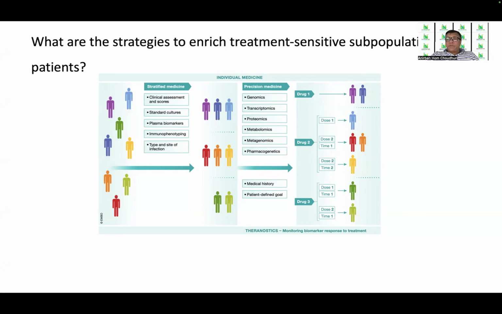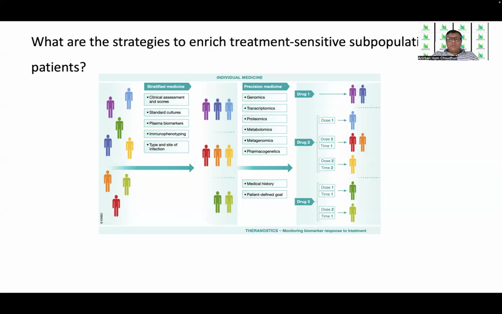Or even the question may arise: is precision medicine the same as personalized medicine? Well, the reply would be that precision medicine and personalized medicine are not identical things. They are often used interchangeably, but they're not identical. Personalized medicine has two components. One is stratified medicine, and the second is precision medicine. If you want to practice personalized medicine, we have to practice both arms.